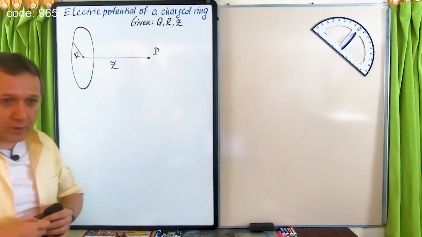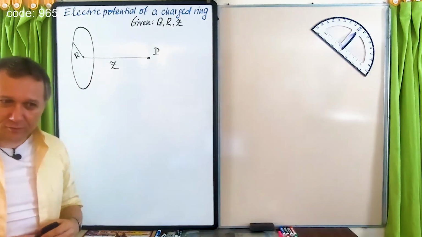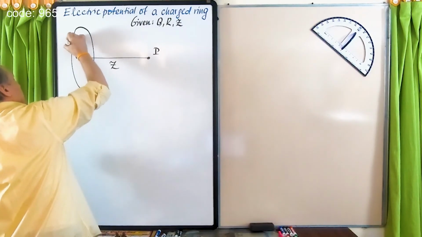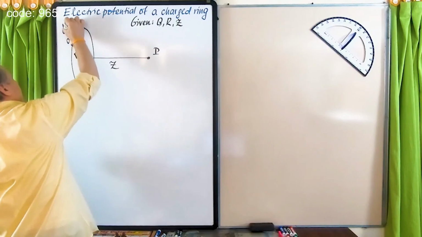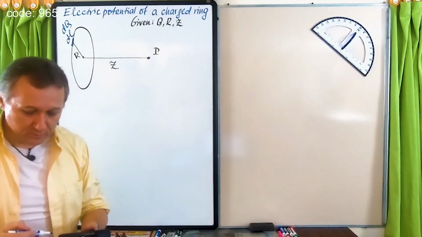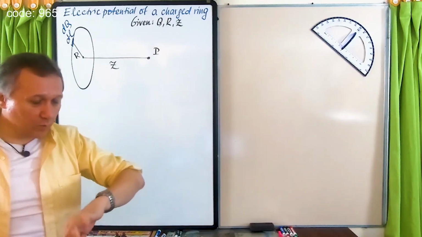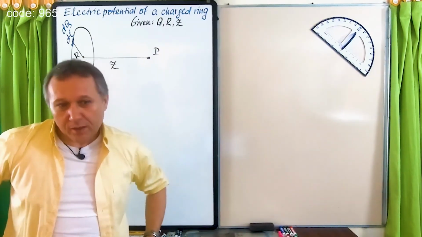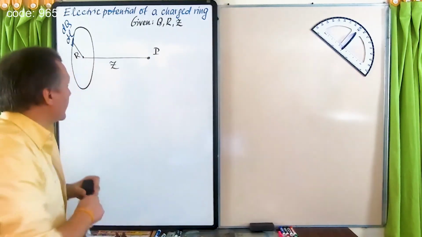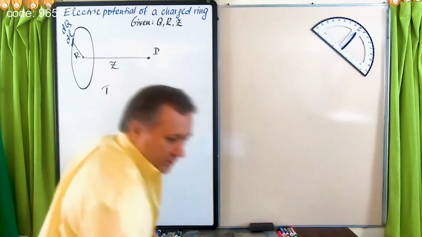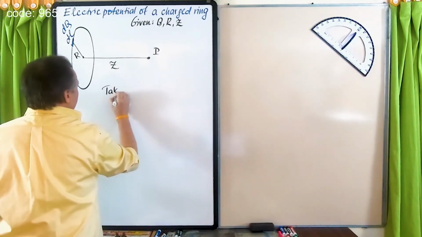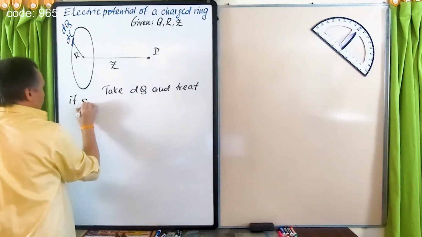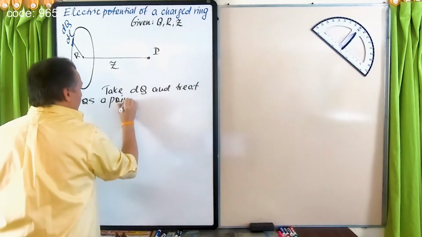So what do we do? Exactly the same beginning as five classes ago. We need to take an infinitesimally small section of this ring, of length dl, and of course that section will have a small amount of charge dq. Since it is infinitesimally small, we can treat it as a point charge, exactly the same beginning as I told you five lectures ago. So take dq and treat it as a point charge. You will see how simple this integration is.